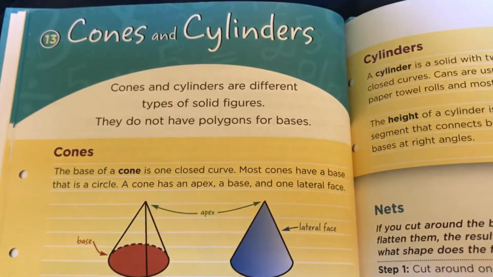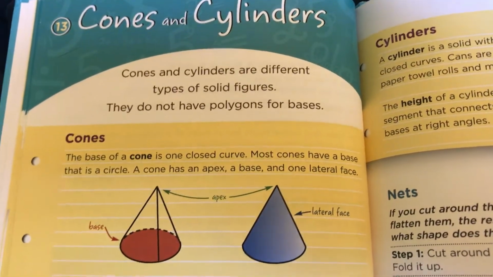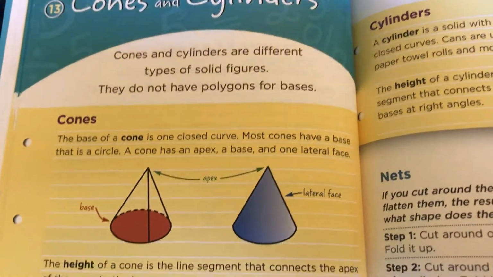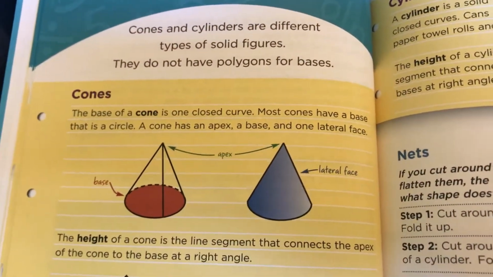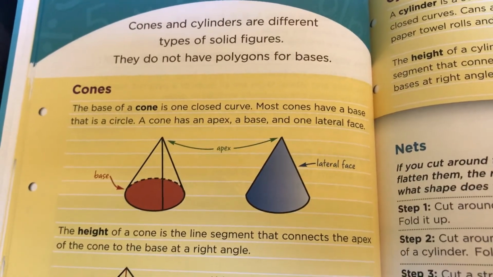Chapter 13, Cones and Cylinders. Cones and cylinders are different types of solid figures. They do not have polygons for bases. The base of a cone is one closed curve. Most cones have a base that is a circle.